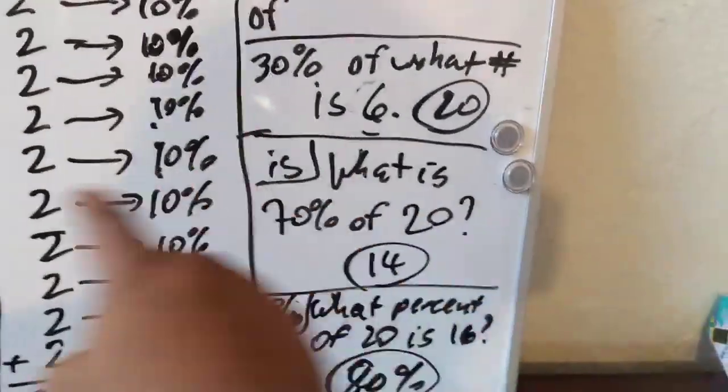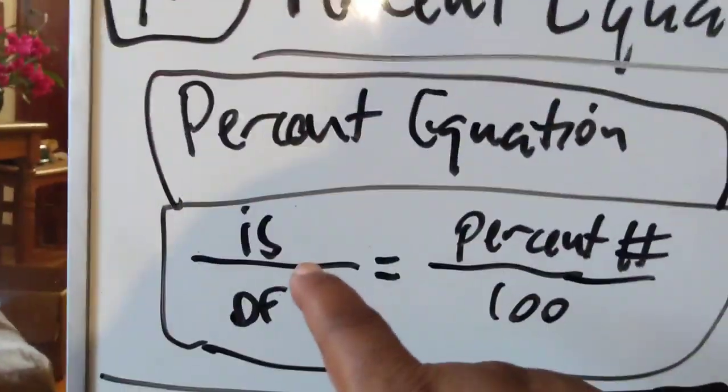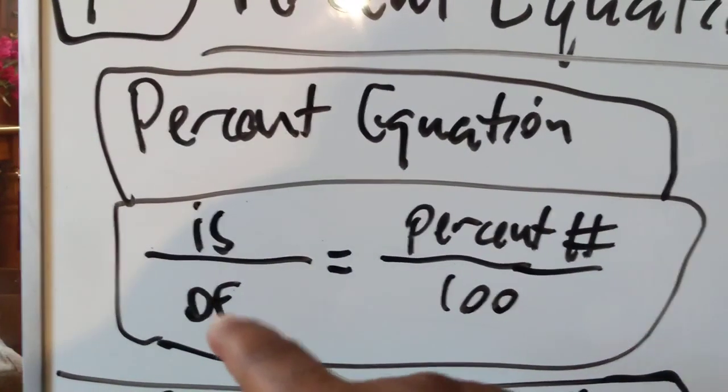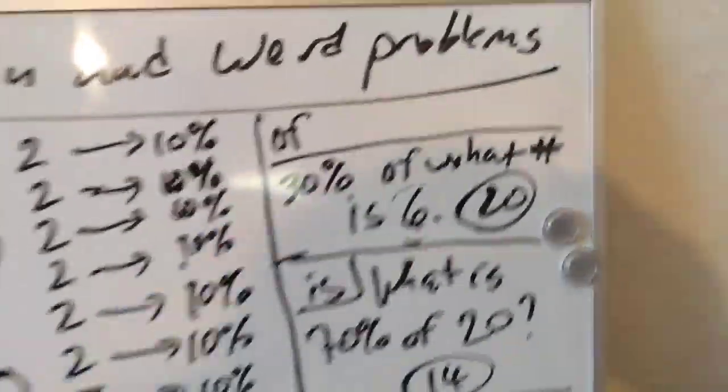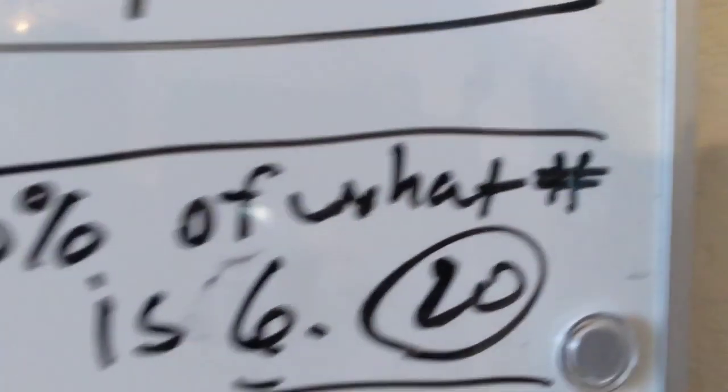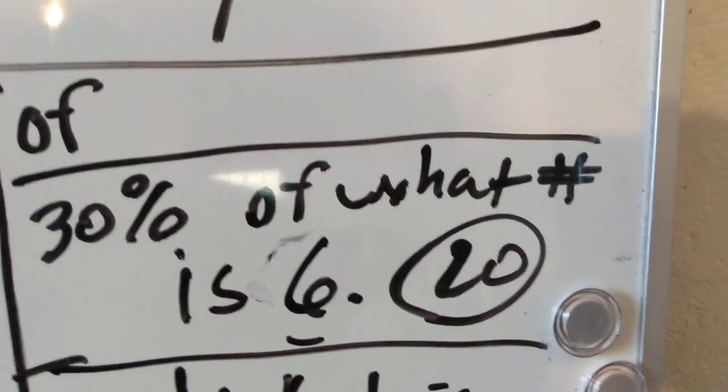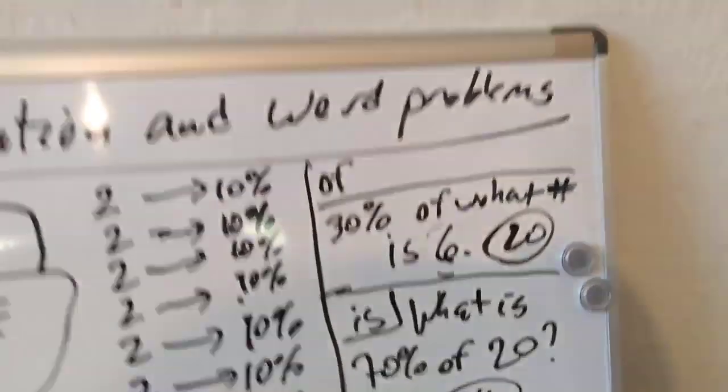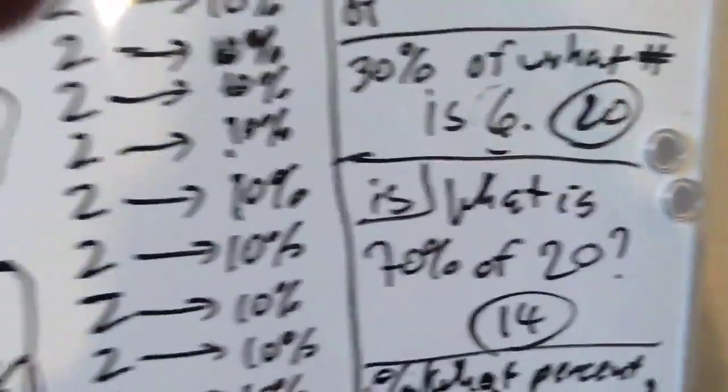So like I said, either you're finding the is part, or, let's focus on the of part right now. We find the of. So the is and the percent, the percent is always known. In this problem, the question asks, 30% of what number is 20? But let me make up a problem so I can show you how this is operating.